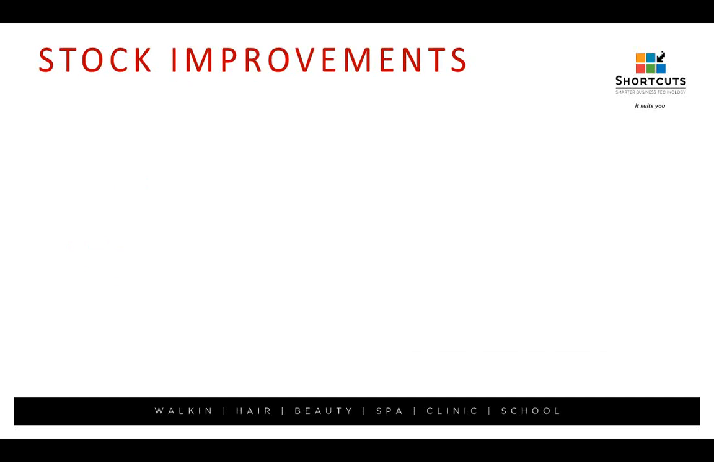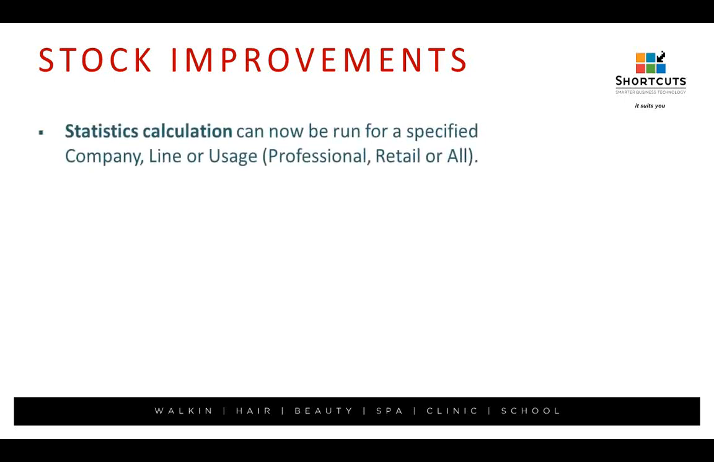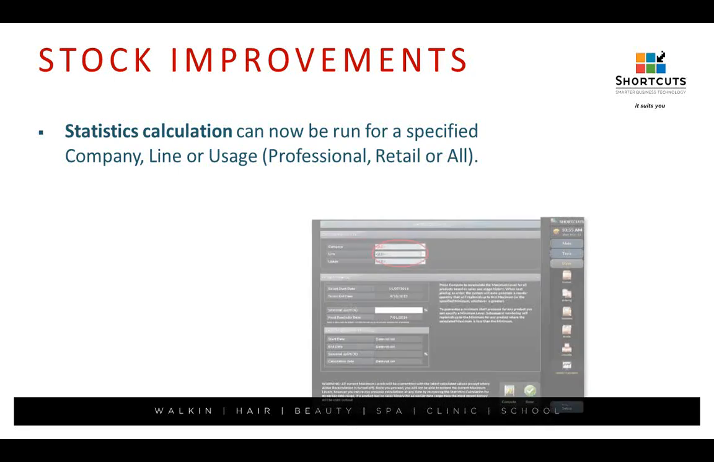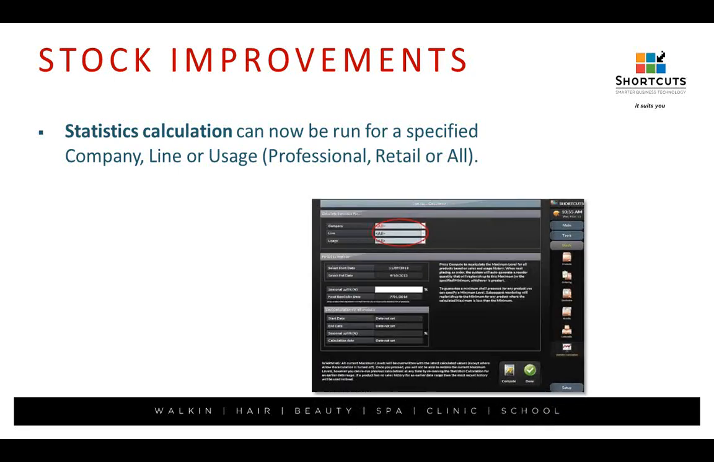Okay, so what changes have we made for inventory? Of course, stock control, one of the most powerful features within Shortcuts. We've made a large number of changes to the statistics calculator. Rather than focusing on just a date range and just averaging all of your products, you can be very specific now. Do you want to run a calculation on a company or a particular line or even the usage? You now have the ability to run that for a period of time against those criteria.